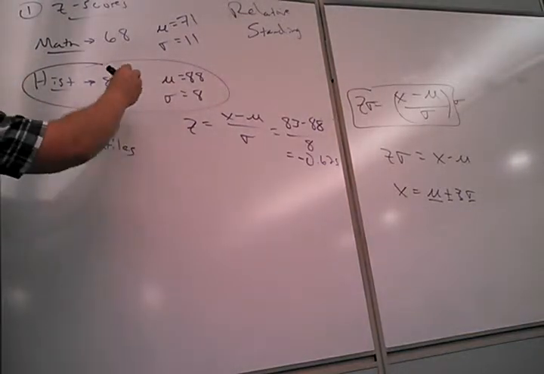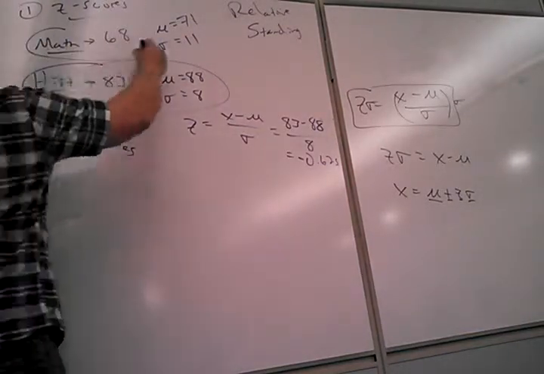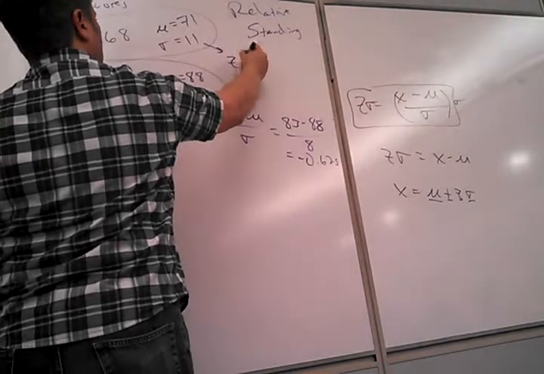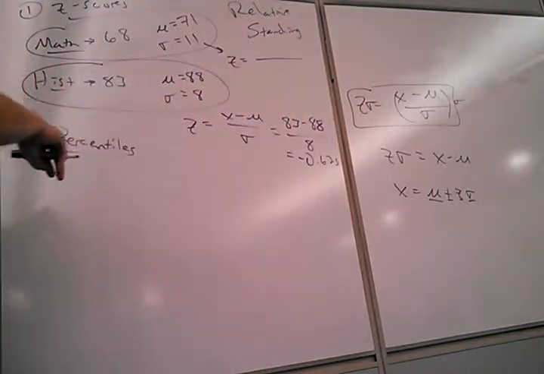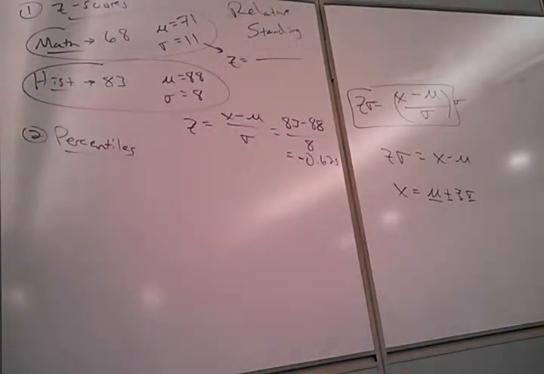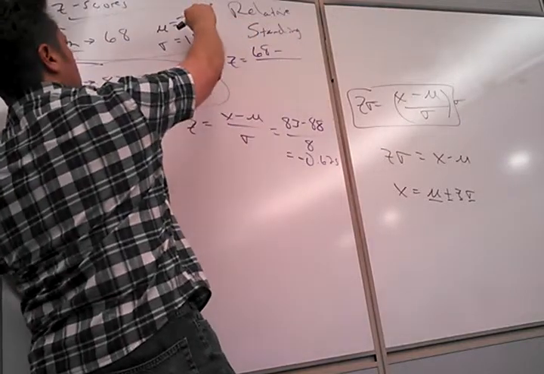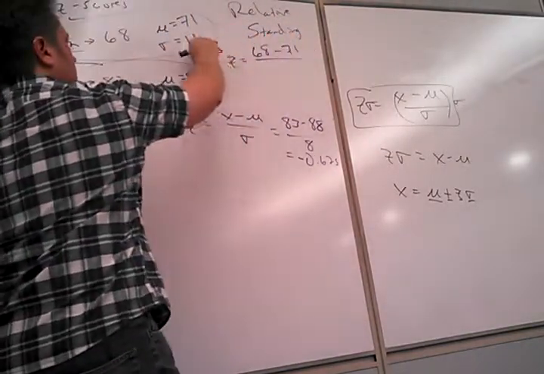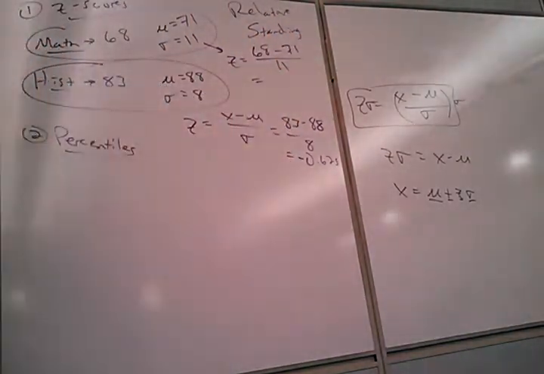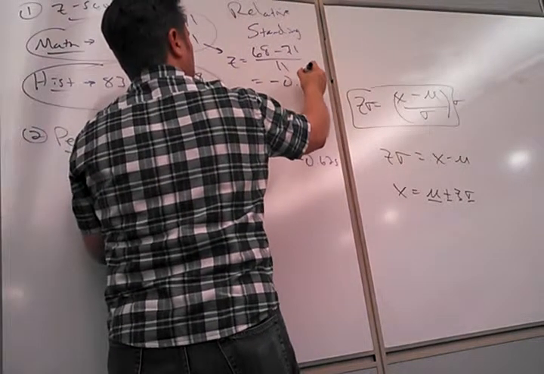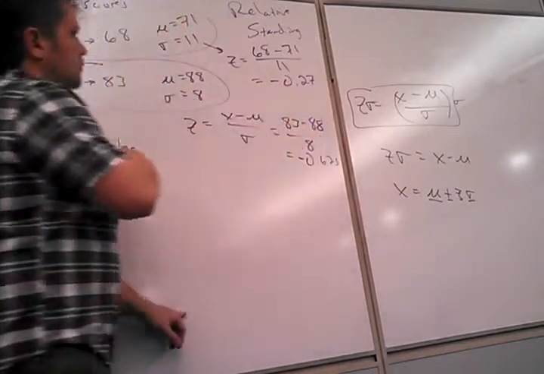What's the z-score for the math situation? What's your x score? 68. And I'll call it the raw score. That x, I'm going to call it the raw score because it's before you processed it. It's like raw sugar versus processed sugar. All right, so that raw score is 68. We're going to process it now. The mean is 71. Standard deviation is 11. Negative 3 over 11, negative 0.27. Sounds about right.